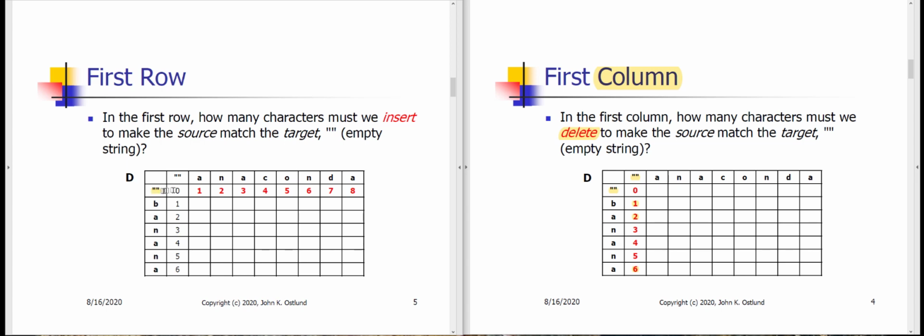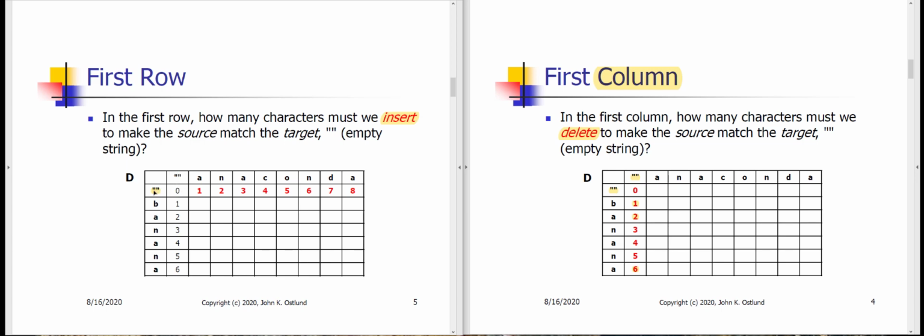our source string is already equal to the empty string, so we don't have any editing operations to do there. And what we're showing in the row, as opposed to the columns, is how many insert operations we would have to do in order to convert the source to match the target. All right, so if our source prefix is an empty string, we don't have to do any editing to make that equal to the empty string.